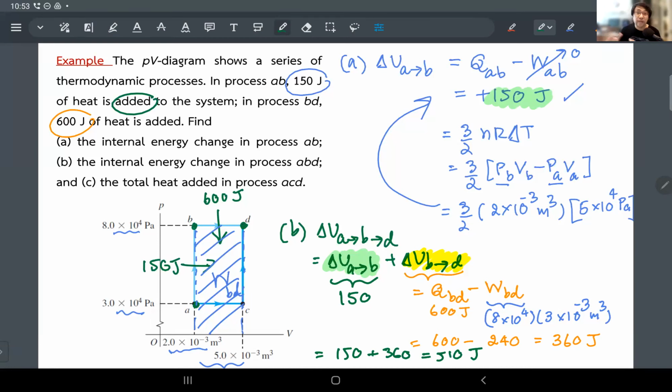I hope you see how things go with the first law of thermodynamics. And part C, what about the total heat? Let's do part C and then we take a break. Sounds good? So part C, the total heat added in process A to C to D. This is a little bit more challenging, I think.